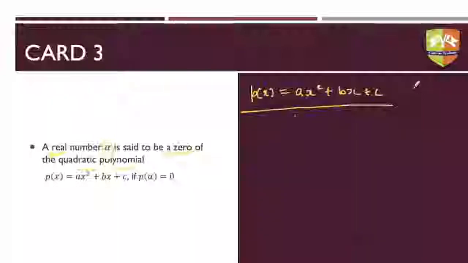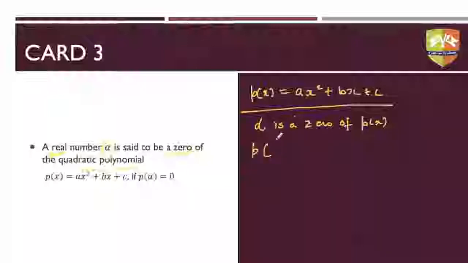Next, a real number alpha is said to be a zero of the quadratic polynomial. Let's say I have a quadratic polynomial p(x) = ax² + bx + c. Please remember always, this is the general form of the quadratic polynomial. If alpha is a zero of p(x), then alpha is that value which will make p(x) zero.